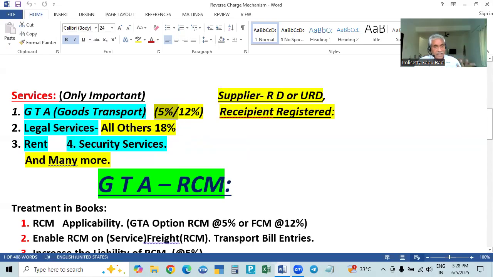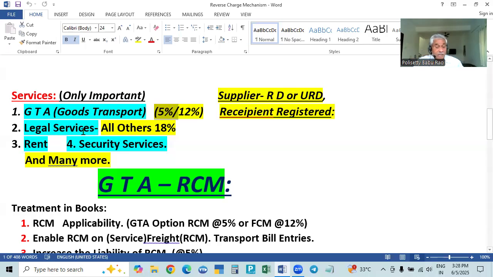So it is 18% for legal services from any lawyer or firm of lawyers. If you take legal services, they will give a bill without any tax, so we will pay the tax through reverse charge mechanism at 18%. Sometimes, if they are registered, they will enter the tax and charge the same rate. If they enter the tax, it will be forward charge, and we will pay to them. That will be entered in our books also. Reverse charge is not applicable.